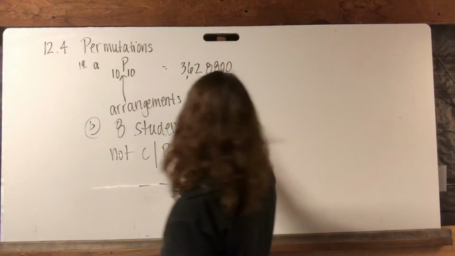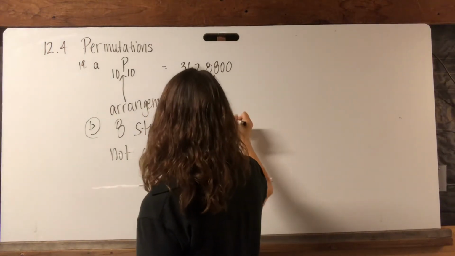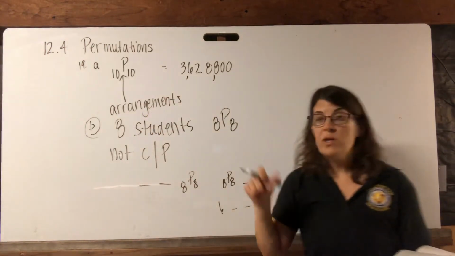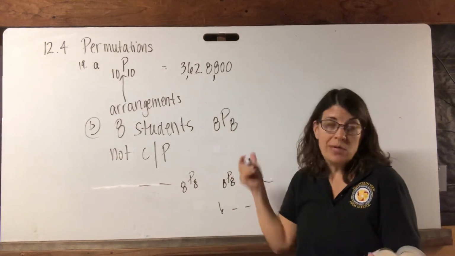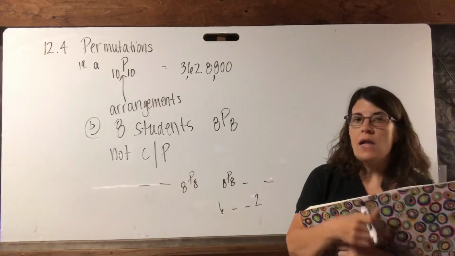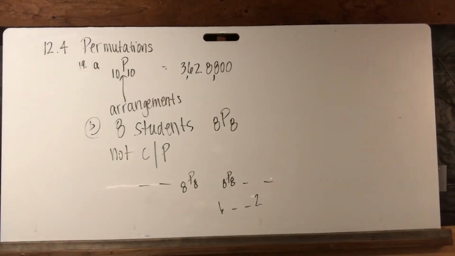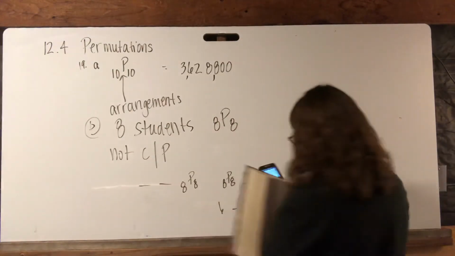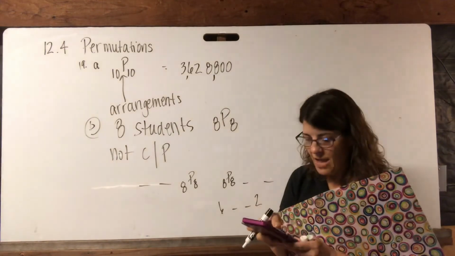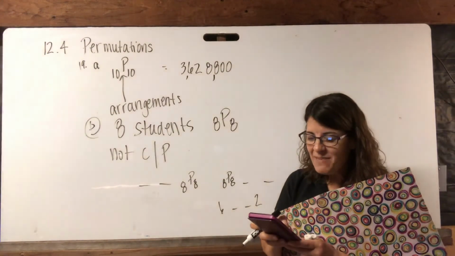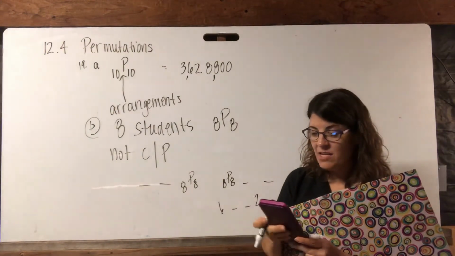Okay, so here we go. Not Calvin and Phoebe would be 8P8. I'm going to arrange the 8 kids, and I want all 8 of them. Great. You would think I would know 8P8 off the top of my head. I'm so happy we have a Calvin and Phoebe problem. I didn't want to end the year without them.